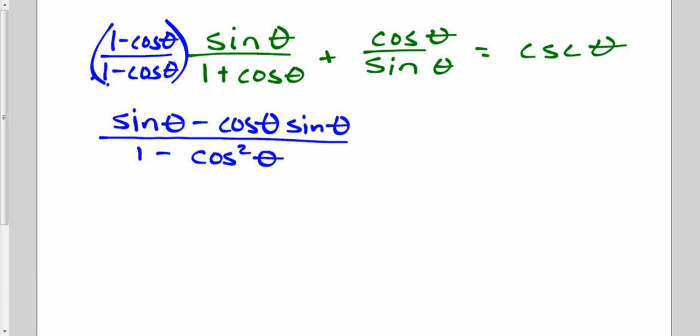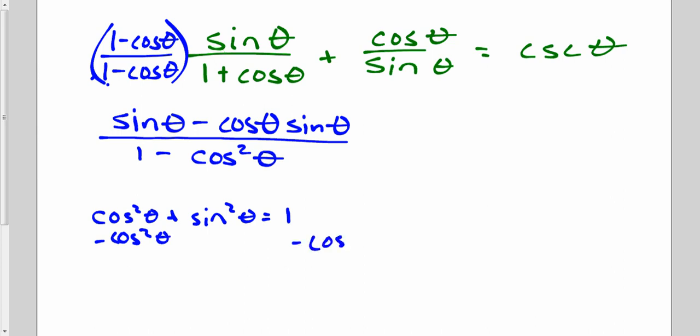Okay, now, so what? Let's go back to cosine squared theta plus sine squared theta equals 1. And let's subtract cosine squared theta from both sides.